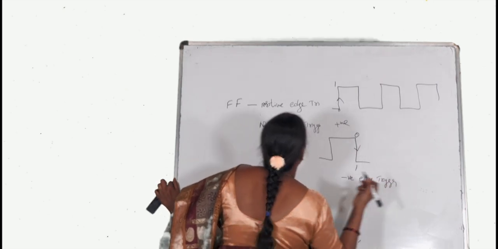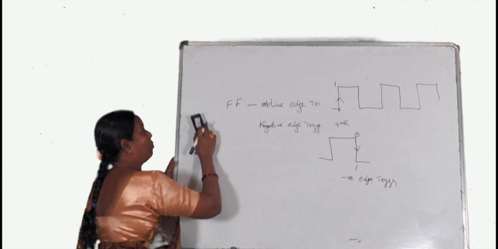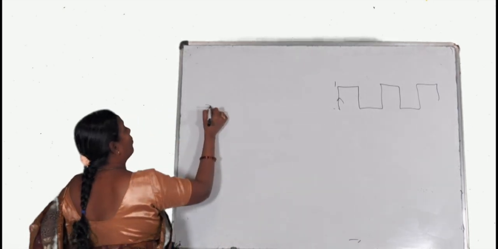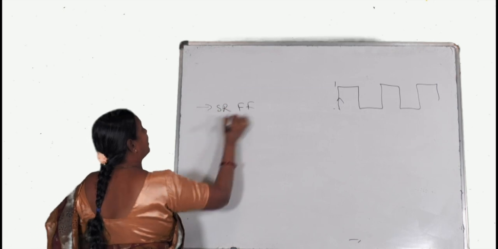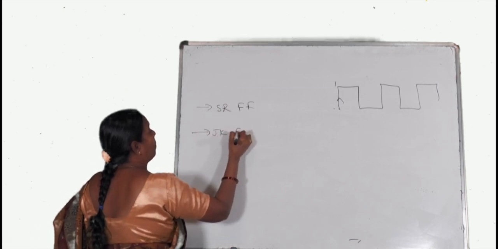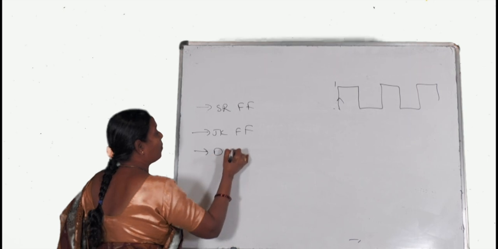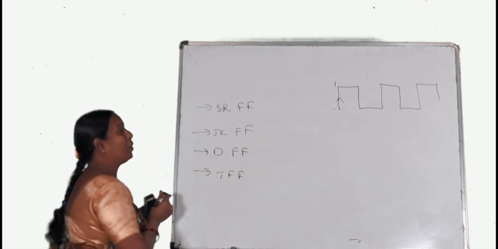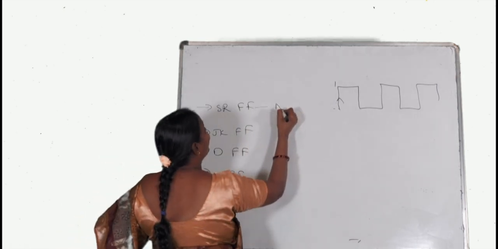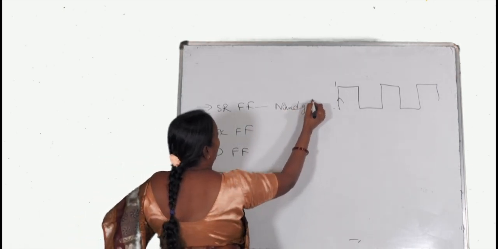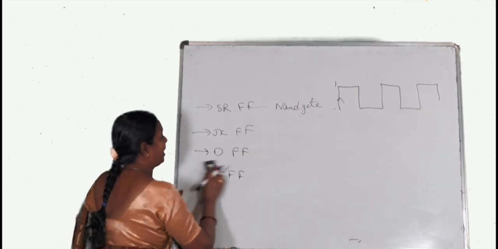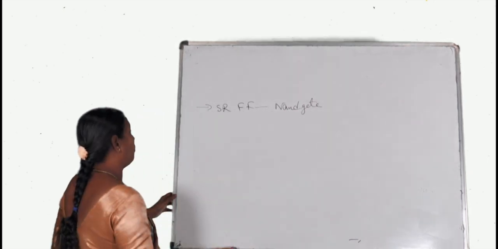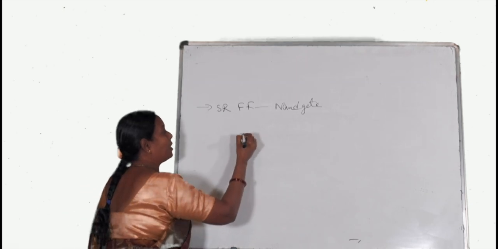Based on this, flip-flops are divided into four types: SR flip-flop, JK flip-flop, D flip-flop, and T flip-flop. Today we are going to design the SR flip-flop using NAND gates. When you observe here, we are designing the flip-flop using NAND gates.